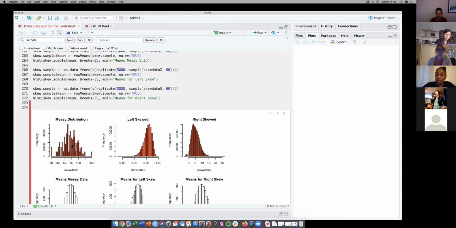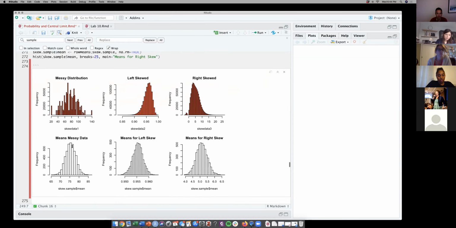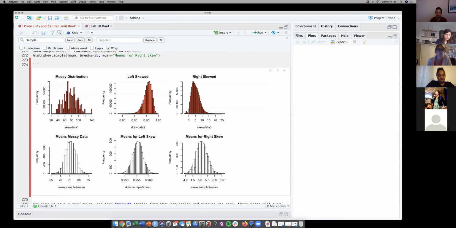As I take those samples, some of the means will be above the population mean, some will be below the population mean, just like when I was flipping the coin. But over time, the means from those samples will always form a normal distribution, no matter what the underlying distribution in the population is.